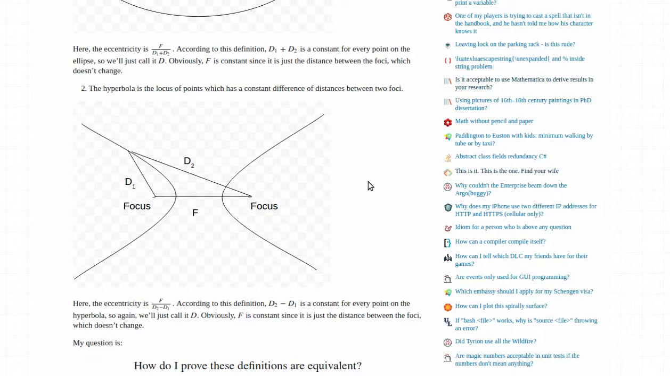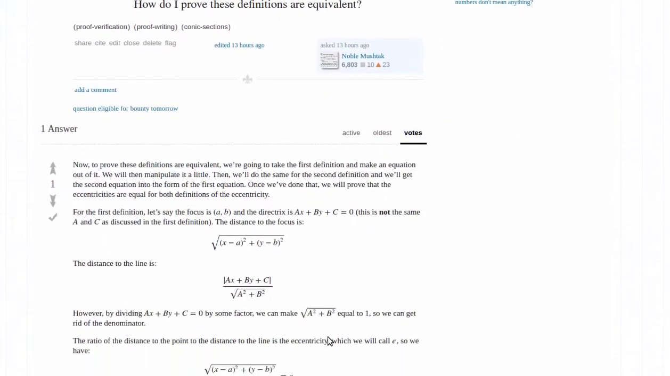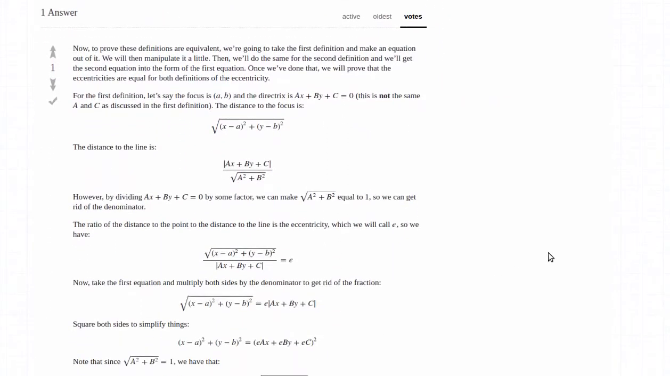Okay. So how do I prove that these definitions are equivalent? Well, we need to prove two things are equivalent. First, we make an equation for the first definition and an equation for the second definition. We need to prove those equations are equivalent. Then, we need to prove the eccentricities for each equation are equivalent.